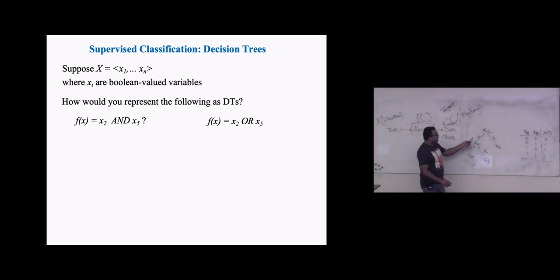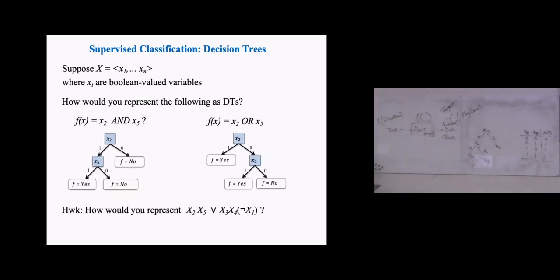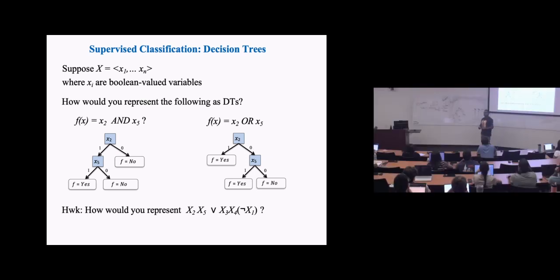Can I flip x1 and x2 and x5 here? Can I or can I not? Yes? No? Yes, right. Okay, and that's your homework, right? How you can do this. What would be the decision tree for that logic? It's a little more complex, right? But you should be able to do it.